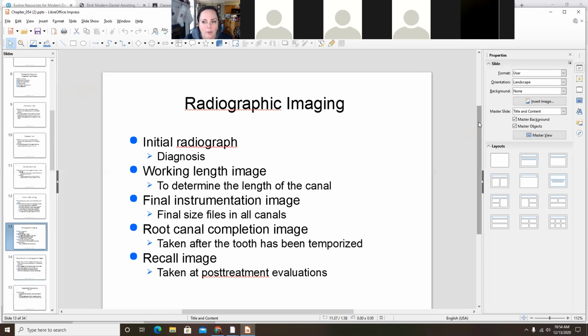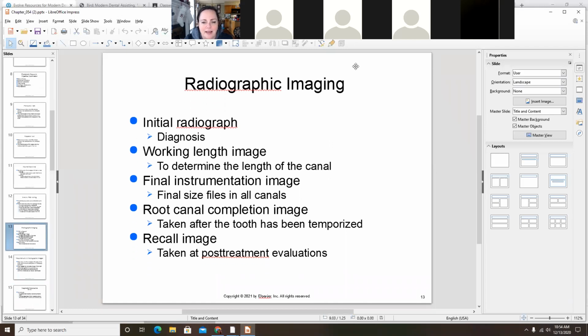Radiographic imaging, always important when it comes to root canal. This is x-rays, okay? The initial radiograph helps us find the diagnosis. The working length image is to determine the length of the canal. So while you're doing a root canal, you're going to be taking a series of x-rays in the mouth as well, okay? The doctor will usually start out drilling a little to get to the pulp and then hand filing, okay? And he'll use K-flex hand files to hand file the canal out of the tooth.